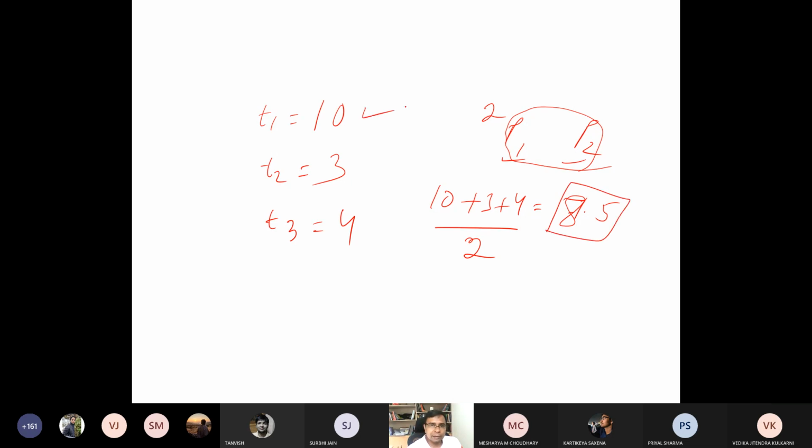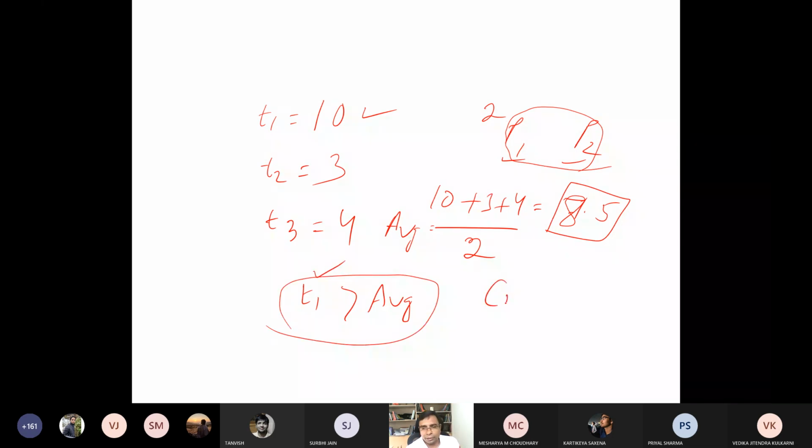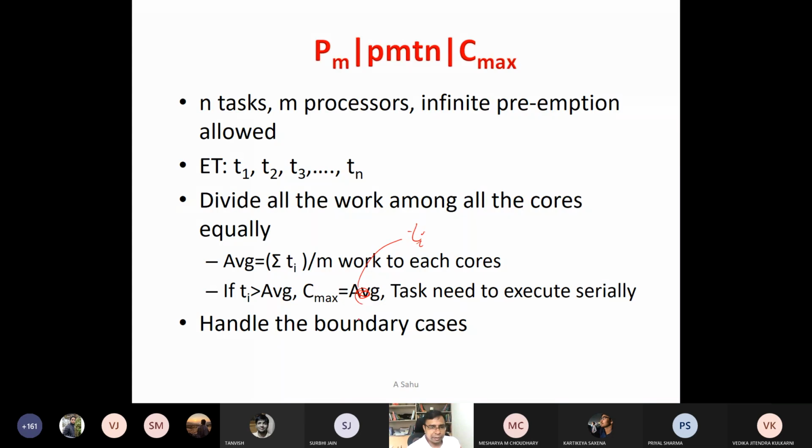But one task is greater than this average. Average is equal to 8.5, but one task T1 is greater than average. Whenever any task is greater than average, then Cmax will be T1 in this case. It cannot be average, so this is my mistake. If Ti is greater than average, then Cmax will be Ti, because tasks need to execute serially. So thanks for pointing out this mistake.